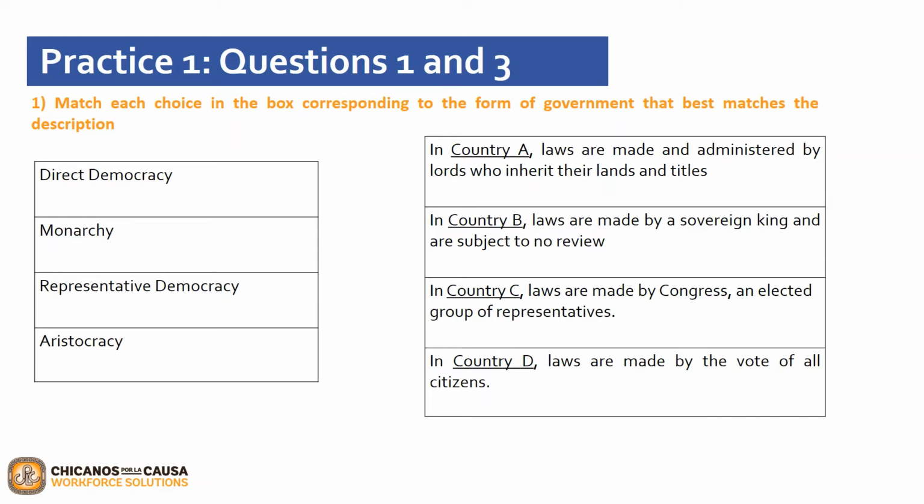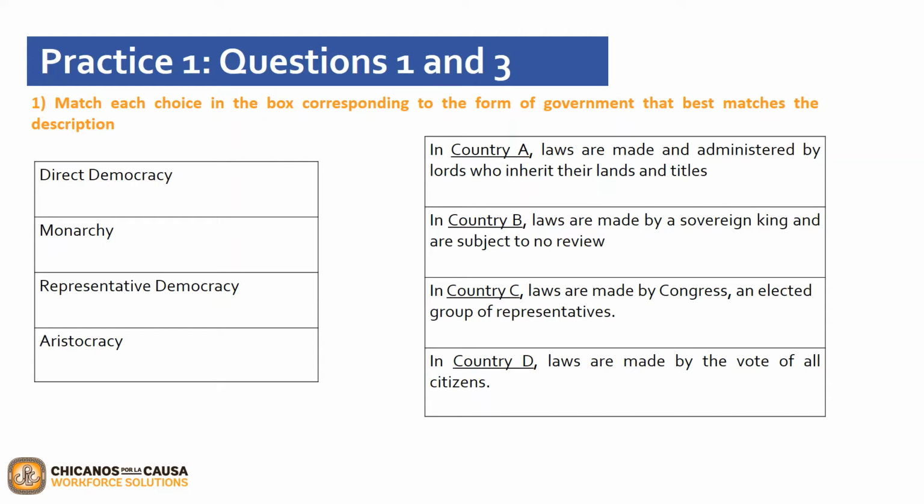The first one is direct democracy. So remember that in direct democracy, the Athenian Council enacted laws by votes of its citizens. In monarchy, it's the rule of one person, so it will be a king or a queen ruling that country. Representative democracy. In this form of government, the people choose representatives to pass laws for them. And then the last one, aristocracy. It's the rule of an elite class, so they are ruled by lords and barons.